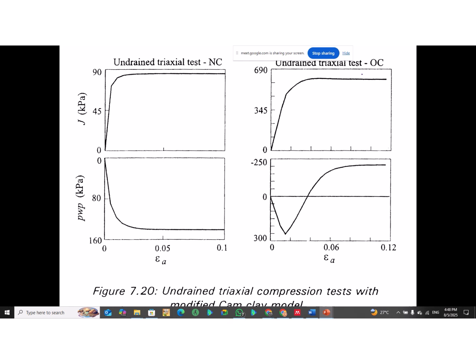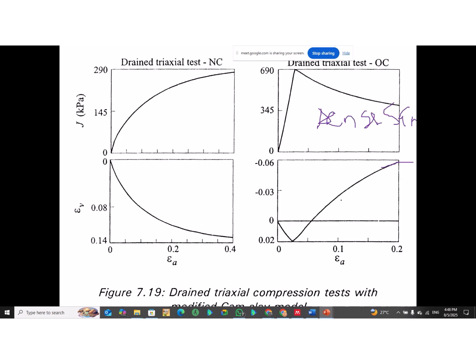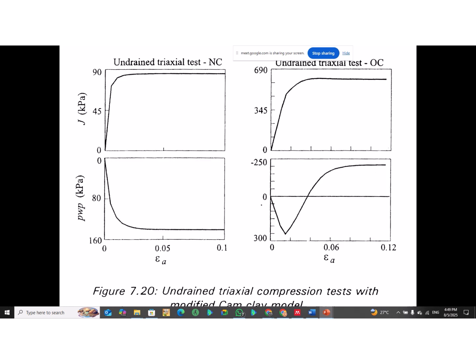The same thing here, you can see over consolidated clay, there is a reduction to a minimum volume, then dilation, and then a constant volume. However, for normally consolidated or soft clay, it just reduces to a minimum value, and that's it. So the soft clay usually behaves more or less like loose sand in terms of volumetric change during shearing, and over consolidated clay behaves more or less like dense sand in terms of the volumetric behavior under shear.